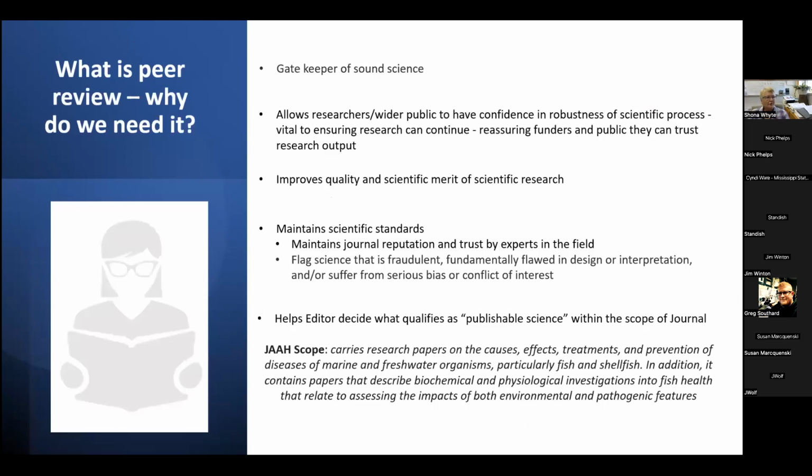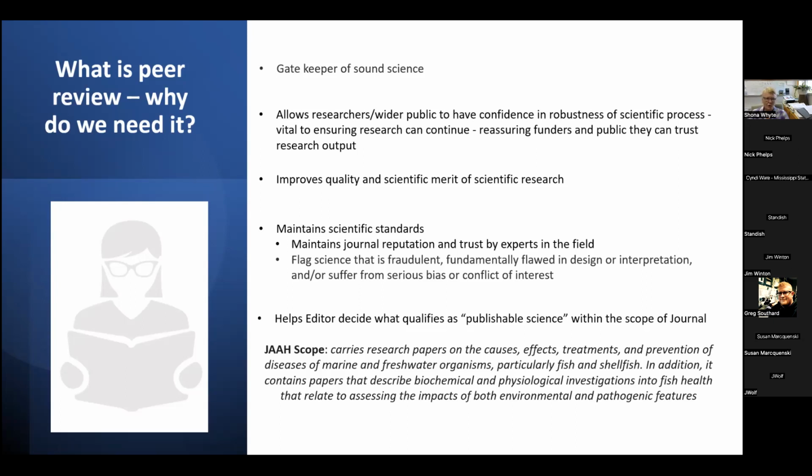So we talk about peer review. So what is peer review and why do we need it? So we're going to talk about the proponents, because later on I'll talk about the critics of peer review. So on one side, we would consider this to be the gatekeeper of sound science by virtue of the fact that researchers submit their manuscripts for review by their peers for critical review and comment. And the reason for doing that is it allows the researchers and the broader general public to have confidence in the knowledge that there's a robustness to the scientific process.